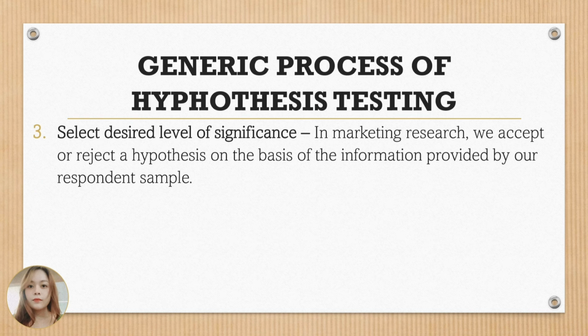3. Select desired level of significance. A difference has statistical significance if there is no good reason to believe the difference does not represent random sampling fluctuation only. For example, in the case of the first hypothesis we developed relating to the young adults and middle-aged consumers, we found that the young adults consume 21 soft drinks a week, and the middle-aged people consume 16 soft drinks a week.